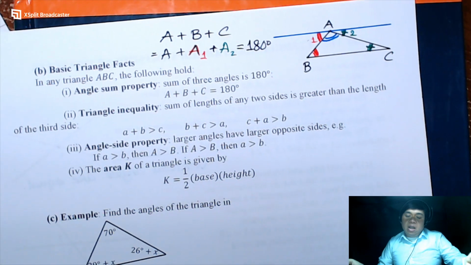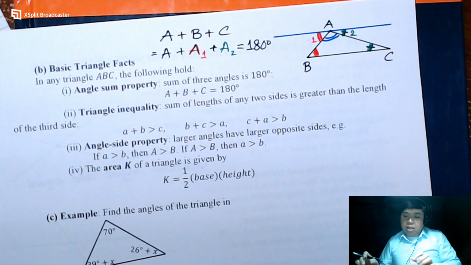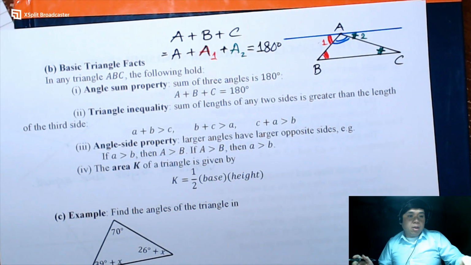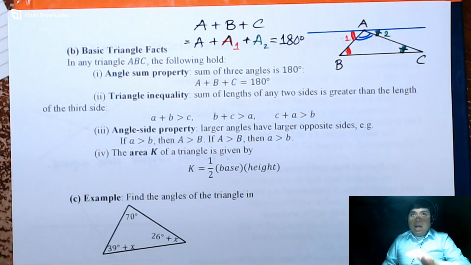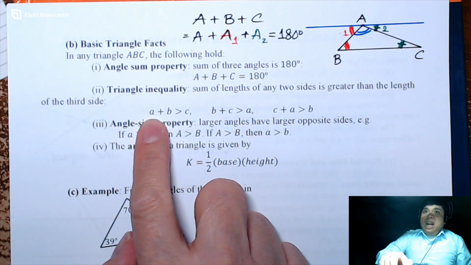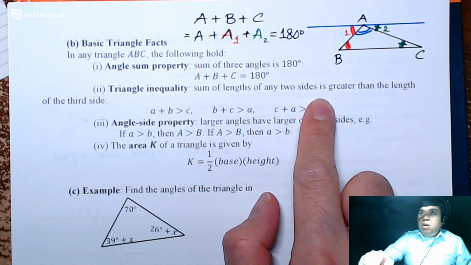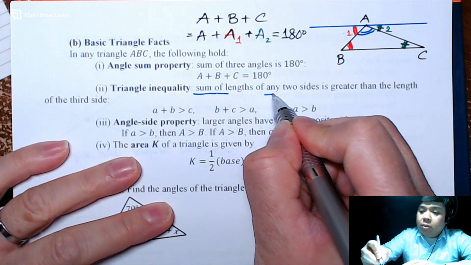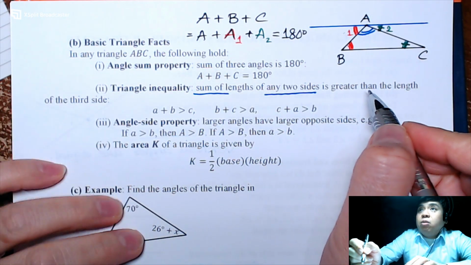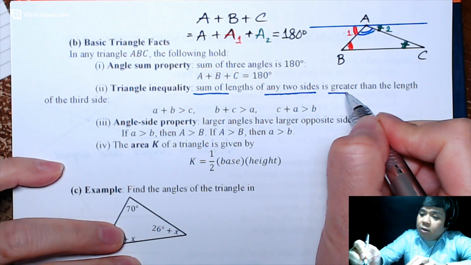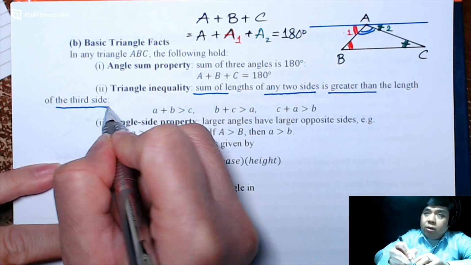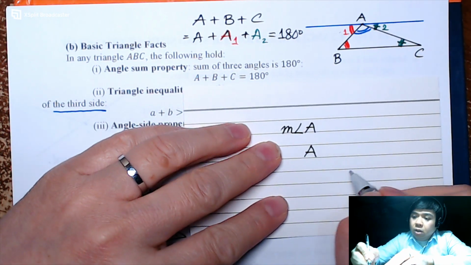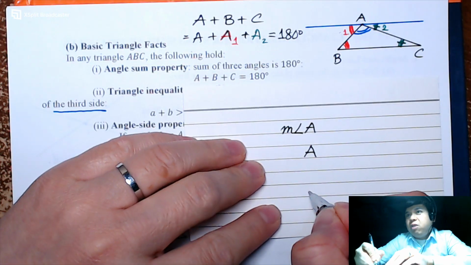Okay, next we have the triangle inequality. The triangle inequality is that the sum of any two sides is greater than the length of the third one. Now, that's very easy to visualize.